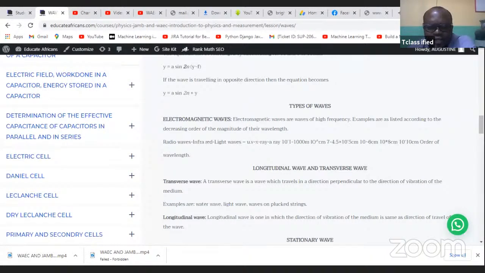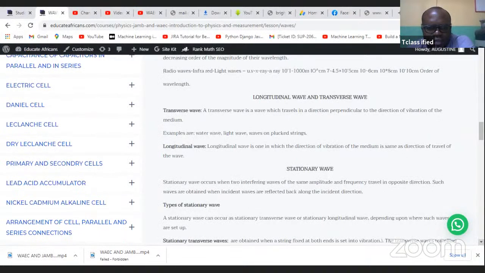A transverse wave is a wave which travels in a direction perpendicular to the direction of vibration of the medium. A very good example of transverse wave is the water wave, light wave, and waves on a plug spring. Whereas a longitudinal wave is a wave in which the direction of the vibration of the medium is the same as the direction in which the wave travels.